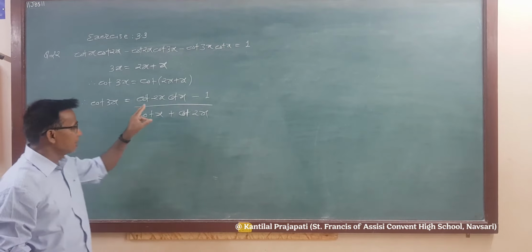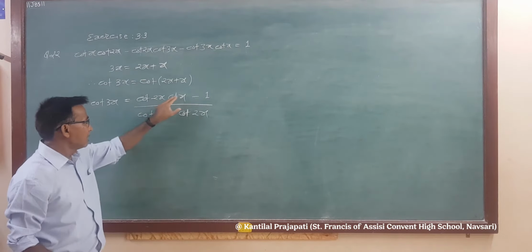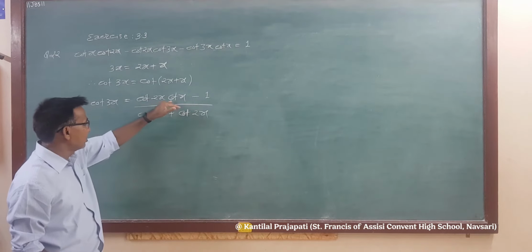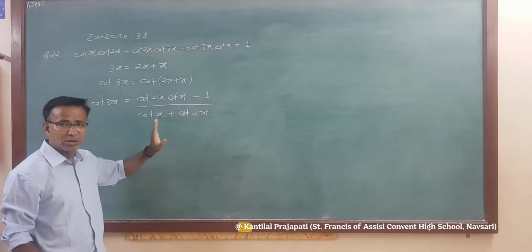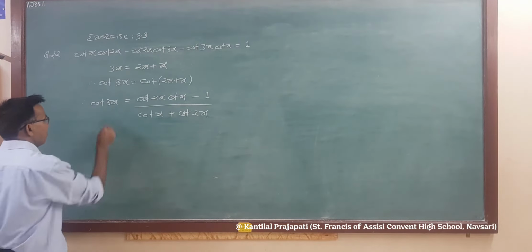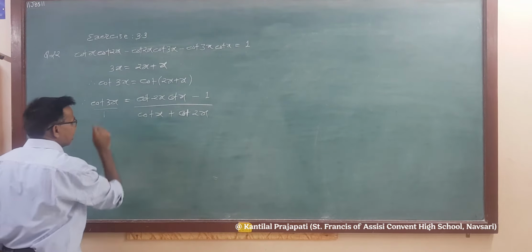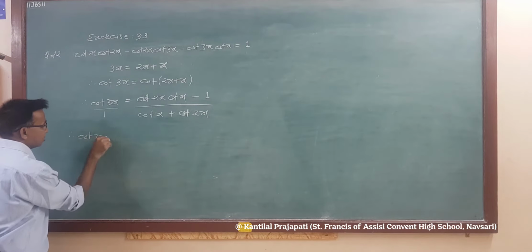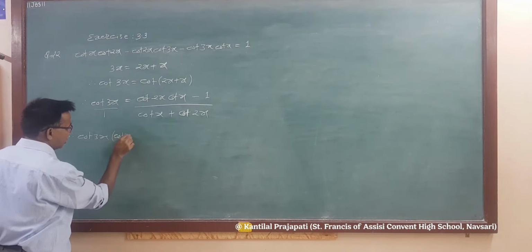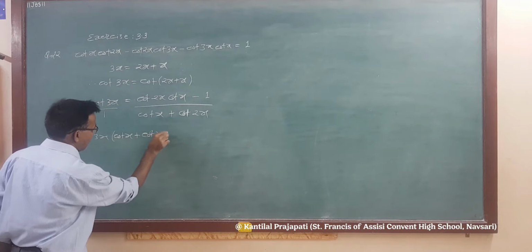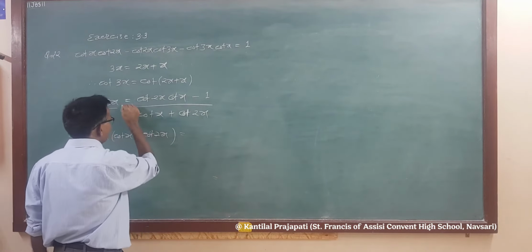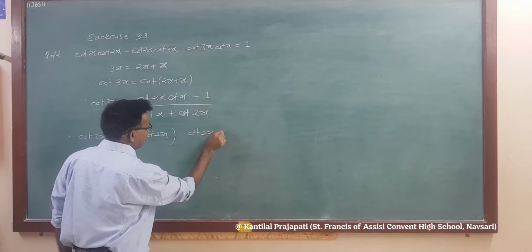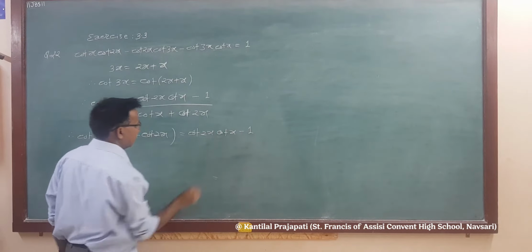What is cot alpha plus beta? Cot alpha plus beta is cot alpha cot beta minus 1 upon cot beta plus cot alpha. Similarly, cot alpha minus beta is cot alpha cot beta plus 1 upon cot beta minus cot alpha. Right? So now we have cross multiplication. Cot 3x is multiplied with cot x plus cot 2x and is equal to cot 2x into cot x minus 1.